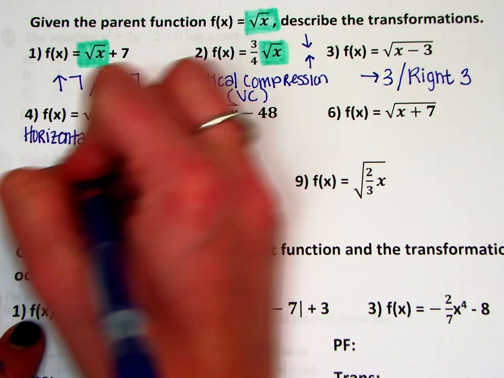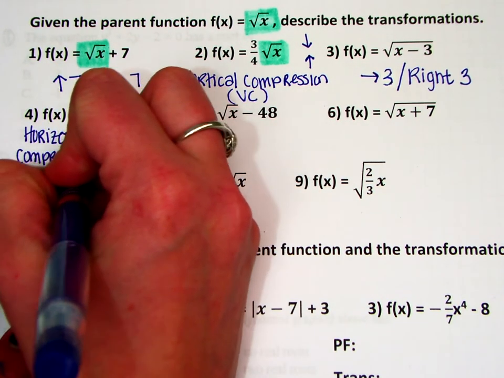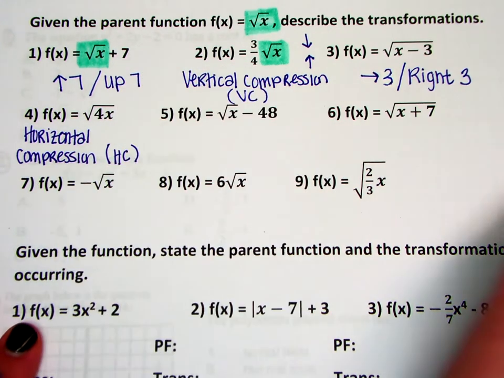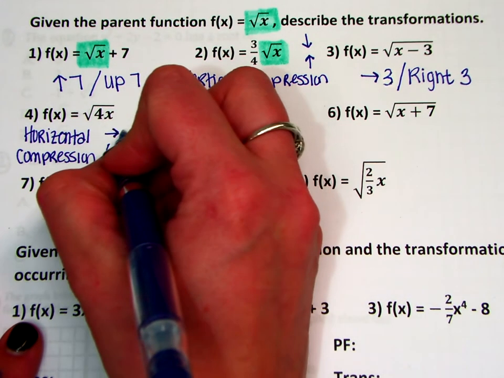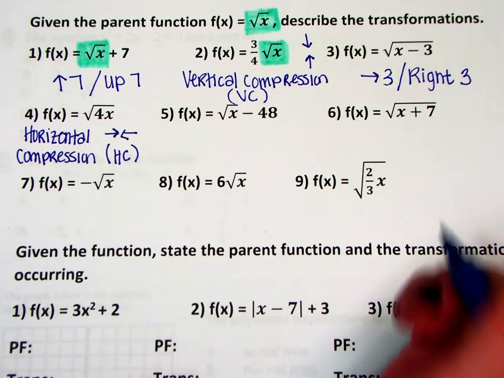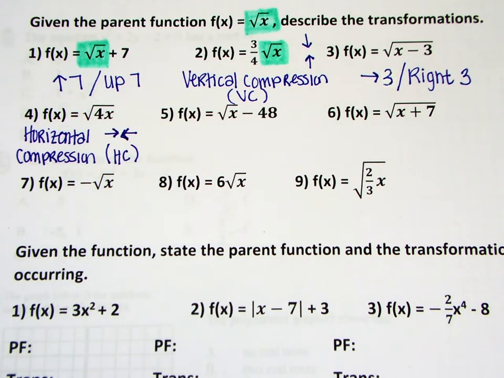It's all about using the chart. And you can abbreviate this as HC. So a horizontal compression pushes it towards itself, like the function is going to squish this direction. Okay. Now number 5, I can clearly see the square root function.